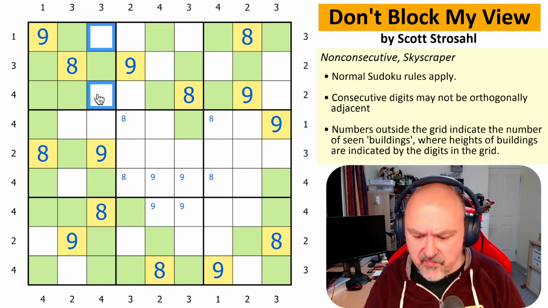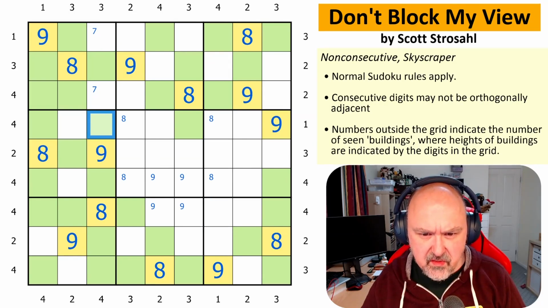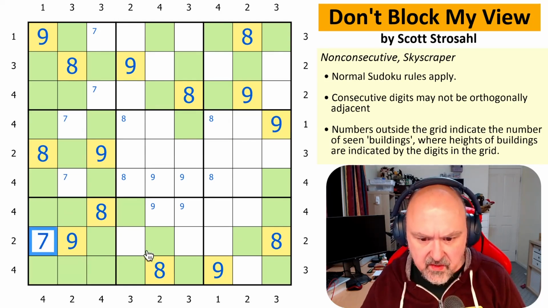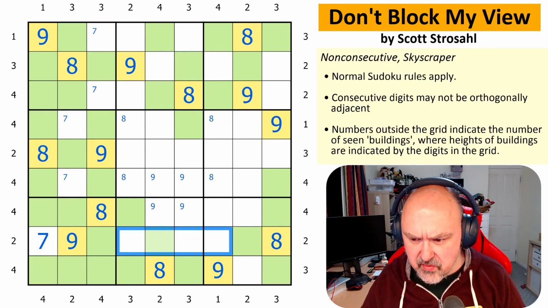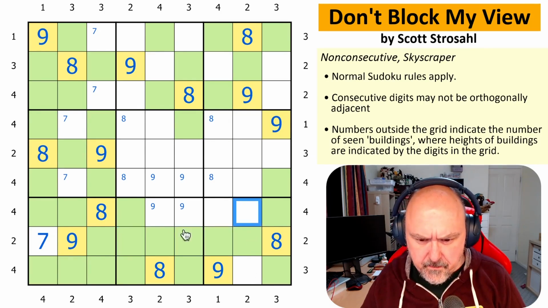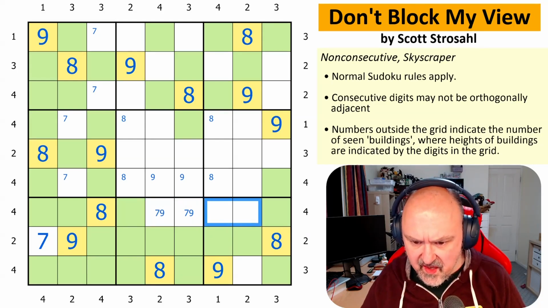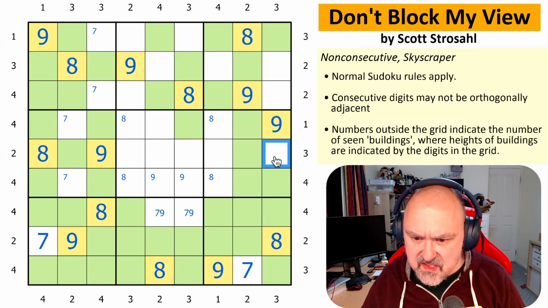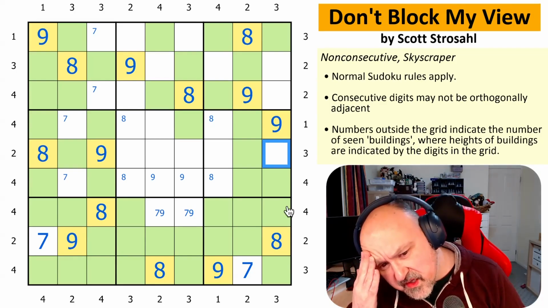So 7 is in one of those two, which means that's not a 7. So 7 is in one of those two, which means that's not a 7, and that is a 7, which means there's no 7 in any of those. That's a 7-9 pair, so there's no 7 there, which means that's a 7, which takes 7 out of all of those. This is incredible. How do you come up with something like this?